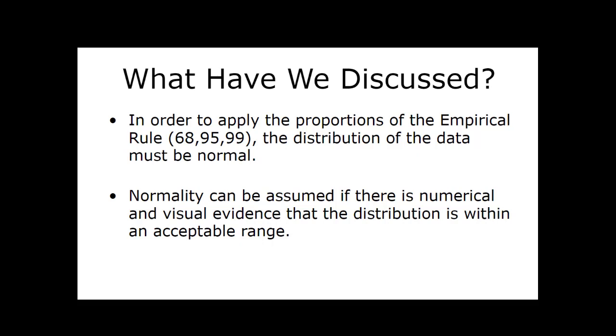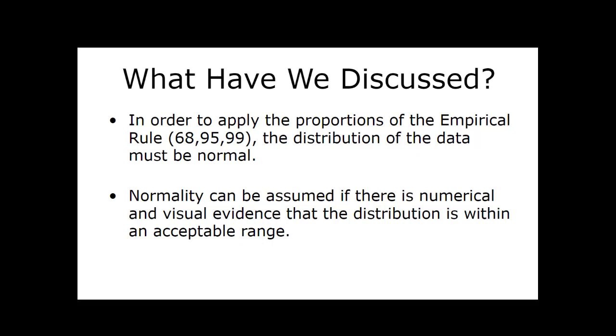Let's quickly review what we've been talking about for the last few days. First, in order to apply the proportions of the empirical rule, which is the approximate distribution of 68% of the values will exist within one standard deviation before and after the mean, 95% of the values will exist within two standard deviations before and after the mean, approximately 99% of all values will exist within 3 standard deviations before and after the mean. The distribution has to be normal.